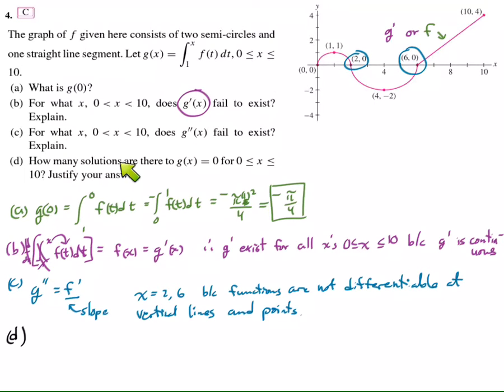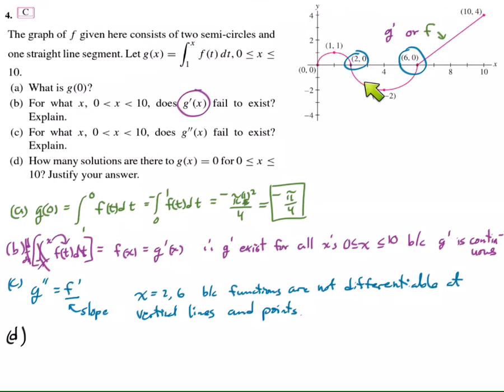D says, how many solutions are there to g of x equals 0, for all the x's between 0 and 10? Justify your answer. Okay, so because it says g of x equals 0, we know that to be an x-intercept. So this question is essentially asking how many x-intercepts there are for the g function.